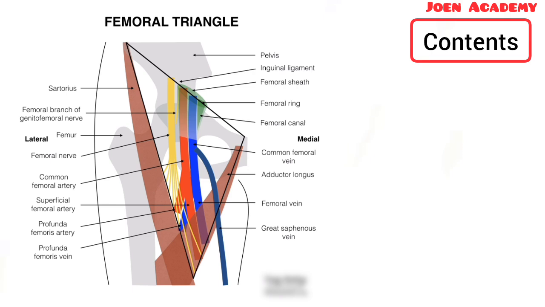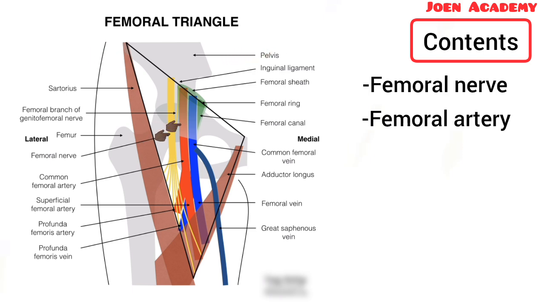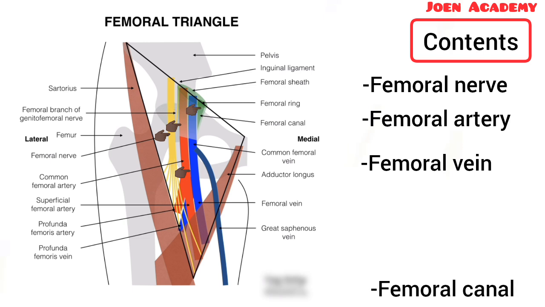Let's look at the contents of this femoral triangle. The femoral triangle contains some of the major neurovascular structures of the lower limb. These contents, in their arrangement from the lateral to the medial side, are the femoral nerve, the femoral artery, the femoral vein, and the femoral canal. Okay, so these are the contents of the femoral triangle.